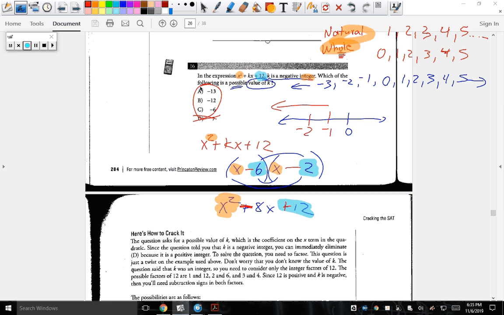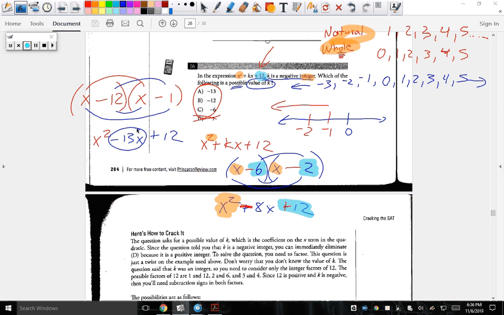But instead of 2 and 6, we need to think of other factors that give me this 12. Okay, so what could they be? What about negative 1 and positive 12? Or negative 12 and a negative 1, right? Yeah. So you have x minus 12, x minus 1 to give you x squared, that's this one. Outside and inside for FOIL method gives you a negative 13x, and the last will give you that positive 12. And that's how negative 13 will be your answer.